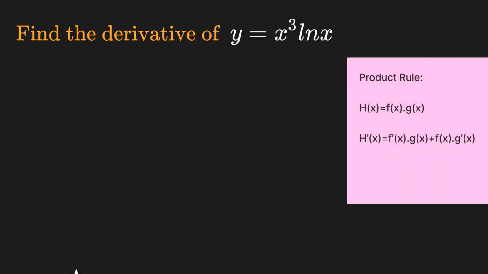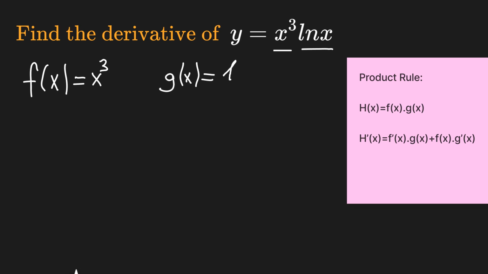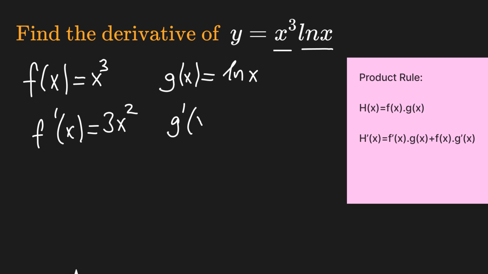Let's look at another question. The first question was a product of two polynomial functions. This time the function is a product of one polynomial function and one logarithmic function. So product rule fits this question perfectly. Let's call f of x x cubed and g of x ln x. We will need derivatives of these functions as well. Let's find them. F prime of x is equal to 3x squared. G prime of x is equal to 1 over x.